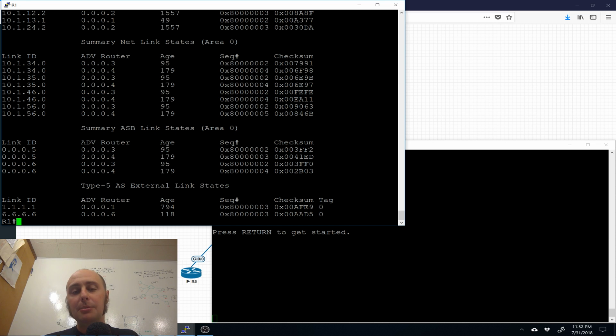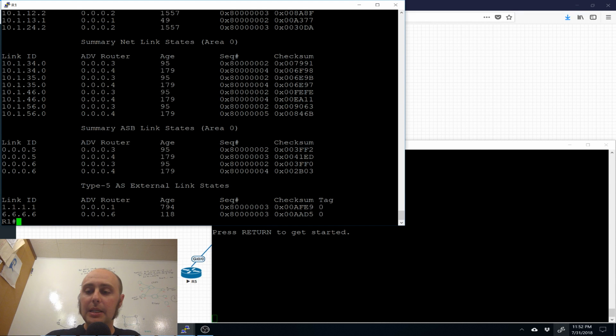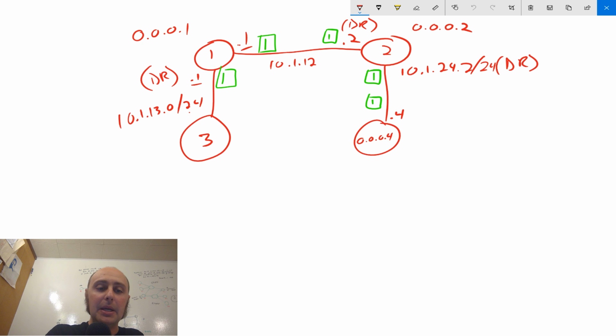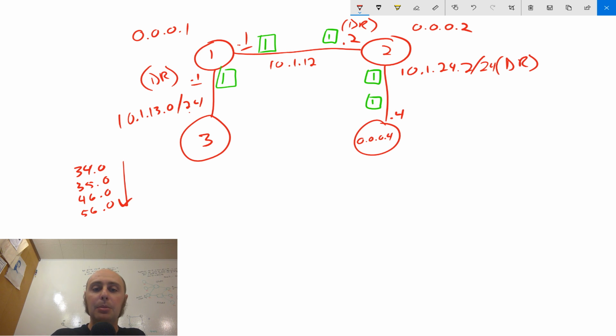I'm trying to think of a good way to indicate that here on the drawing. I'm not really sure what's the best way other than maybe making a list of networks, which would be 34.0, 35.0, 46.0, and 56.0, and just indicating that they are beyond router 3 and router 4, but we don't actually know anything about router 3 and router 4's other links.